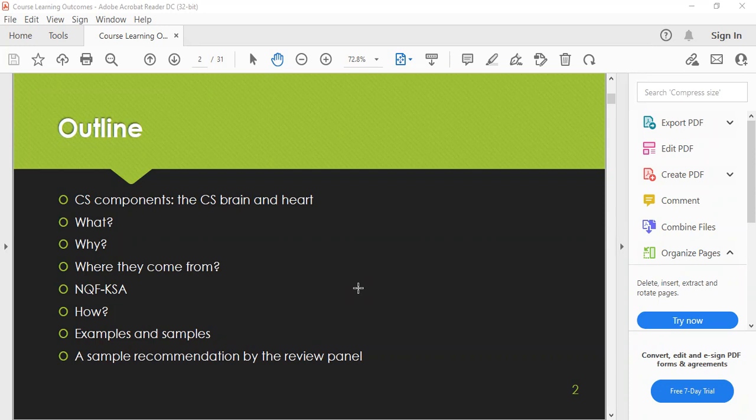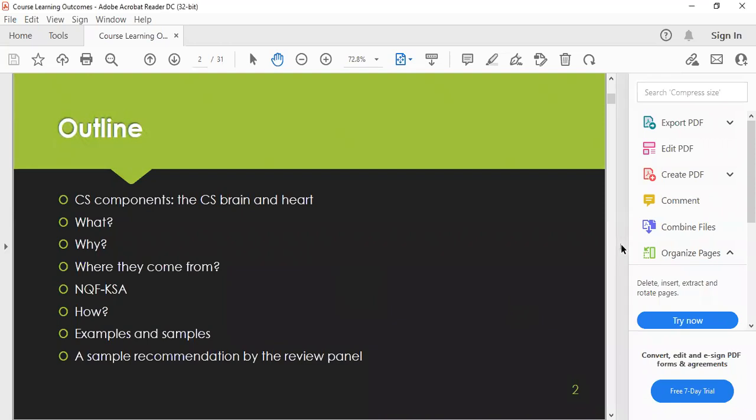Second point will be about what learning outcomes are, how we can define them, why we should have learning outcomes at the course level, and where they usually come from. And then I'll focus on NQF for the Kingdom of Saudi Arabia. Next point will be on how we can develop course learning outcomes, or the main features of course learning outcomes. Then examples and samples, and the last point will be a sample recommendation by the review panel.